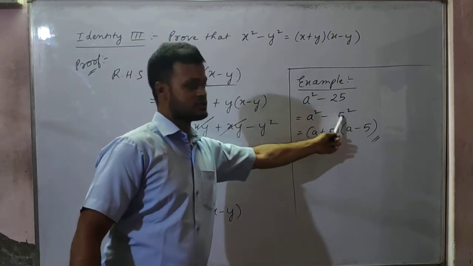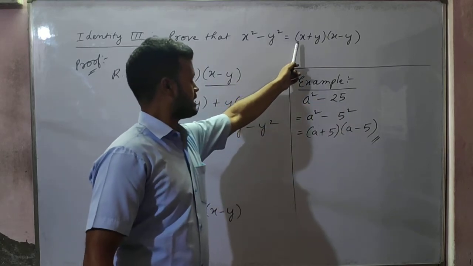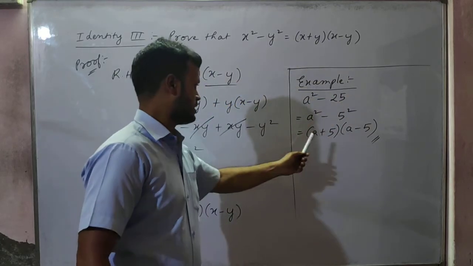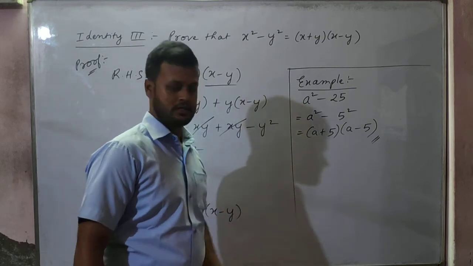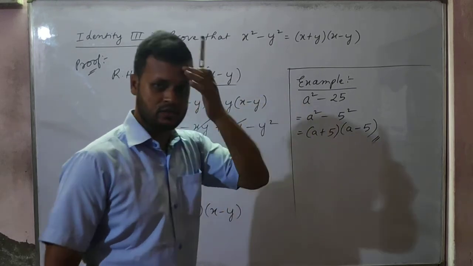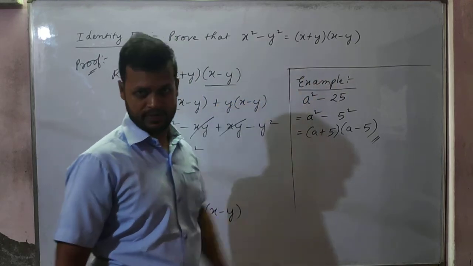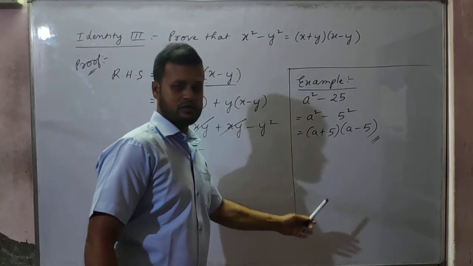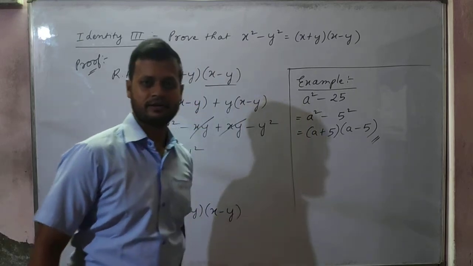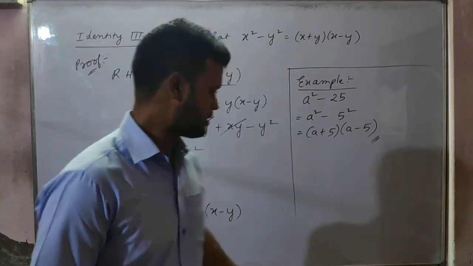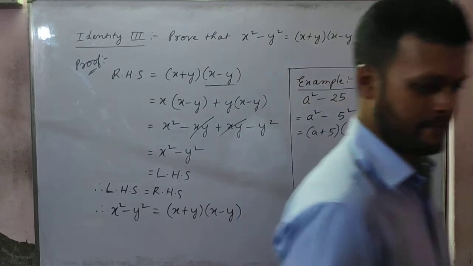This is x and this is y. So x square minus y square, you will write x plus y into x minus y. This is x and this is y, isn't it? Here a means x and 5 means y. Just like this, x square minus y square is equal to x plus y into x minus y. So a square minus 5 square, you will write a plus 5 into a minus 5. Understood this? Okay?